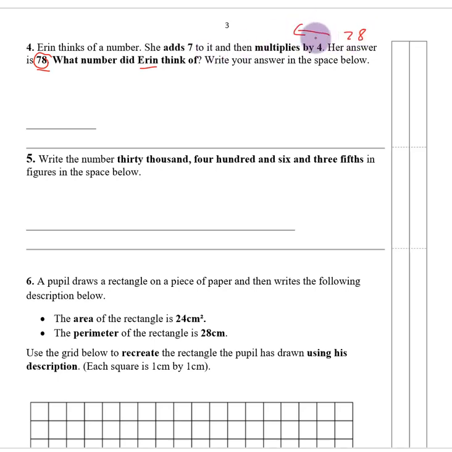So we're at 78 here and we just do the exact opposite until we get to the number that Erin thinks of. So instead of multiplying by 4, we're going to divide by 4. And then instead of adding 7, we need to take away 7. And then that will give us the number at the start.